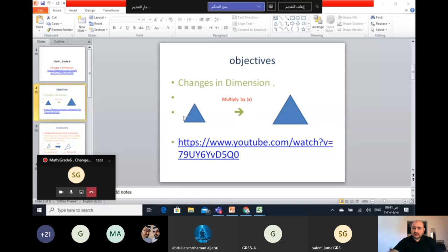So look to this side. This is a change to this side. So it will be greater than. How? Multiply by number. I don't know the value for this number because this is just for explanation, so I write x. So multiply by x. If this side multiply by x will be this side, and this side multiply by x will be this side, and this side multiply by x will be this side. This is the meaning of changing in dimension.